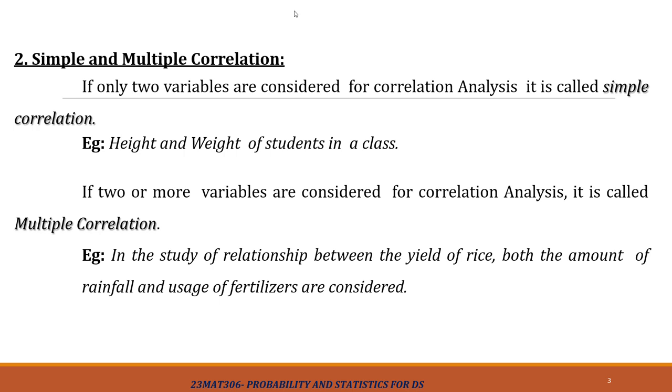Simple and multiple correlation. If only two variables are considered for correlation analysis, it is called simple, for example, height and weight. If two or more variables are considered for correlation analysis, it is multiple correlation. In the study of the relationship between the yield of rice, both the amount of rainfall and usage of fertilizers are considered. Here we have three variables: yield of rice, rainfall amount, and usage of fertilizers. So it is a multiple correlation.